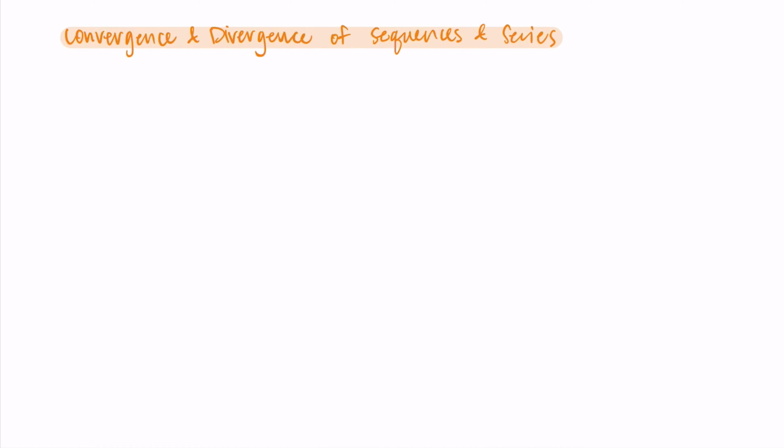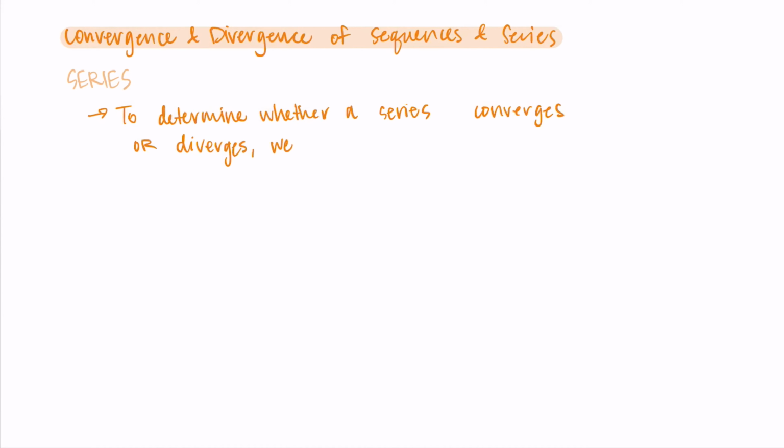Hi, welcome back. So in this video, we are doing part 2 of Convergence and Divergence, this time talking about series. So for series, in order to determine if they converge or diverge, we're going to need to look at partial sums of the series. So this is one of the first things we're going to talk about.